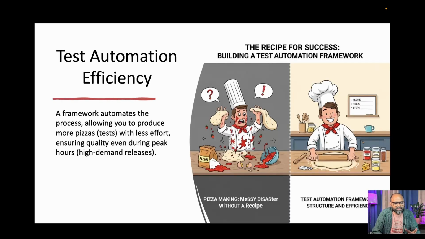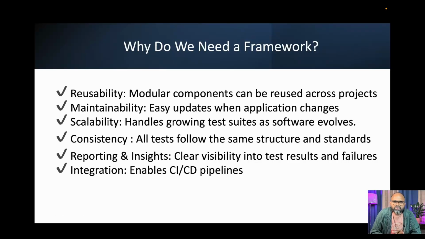This is another funny image. I generated this image with Nano Banana. Wherever you go, however many pizzas you order, the quality will be the same. That is the efficiency, we can say. So coming to the topic, why do we need a framework?